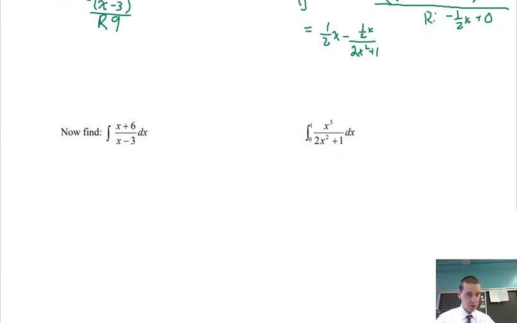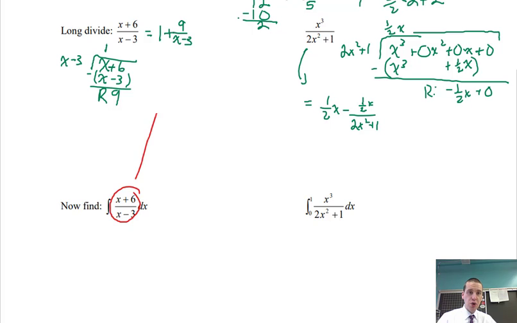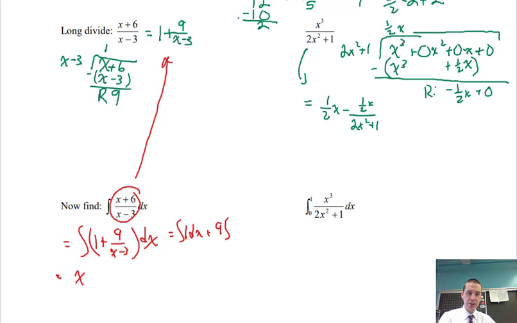So now that we know what these are equivalent to, we're going to try and find the integral. Notice that this first one is not a definite integral, so we're just finding the integral of this. Well, we already know that x plus 6 over x minus 3 is equivalent to 1 plus 9 over x minus 3, so I can rewrite that as the integral of 1 plus 9 divided by x minus 3 dx. I know the integral of 1 is x, and 9 is just a constant, so I should have probably done this first. I can rewrite this as the integral of 1 dx plus 9 times the integral of 1 over x minus 3 dx.